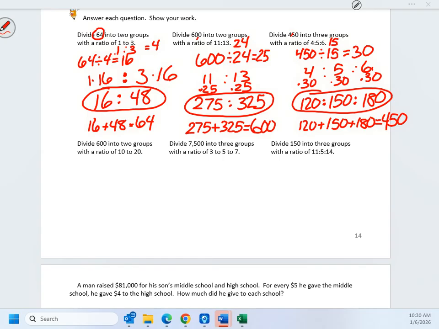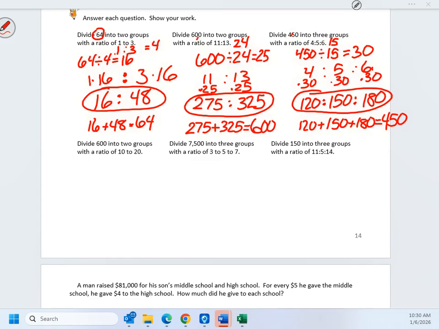If I add all the parts of the ratio up, do I get my initial first number? Okay, so you want to double check that because it's really easy to make simple mistakes. So I truly want you checking your work. Okay. So the bottom is more of the same. You're going to do those last 3 on your own.